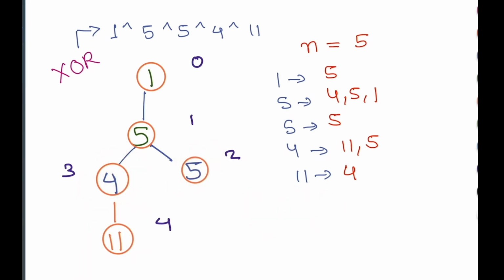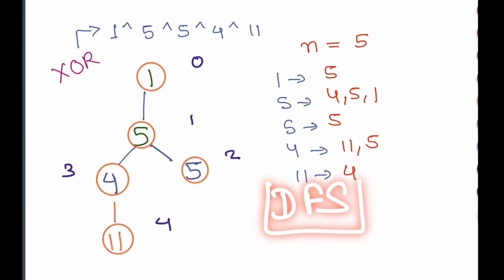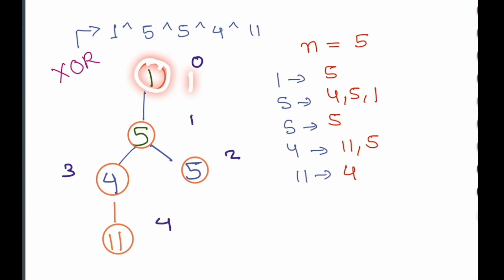For that, what we can do is we can follow a simple DFS, depth first search. We are going to say the XOR at 1 will be 1 XOR whatever is the value at 5. Because the value at 5 will be XOR of 5, 4, 11 and 5. If you take the XOR of this and 1, it will be the XOR value at 1.